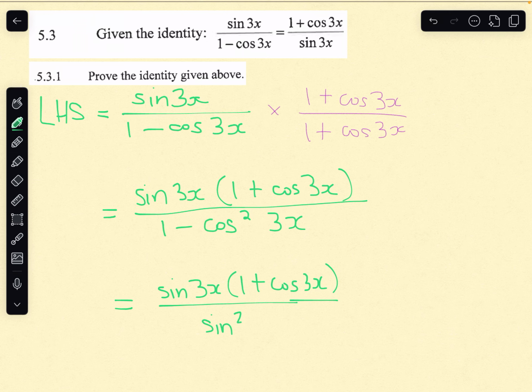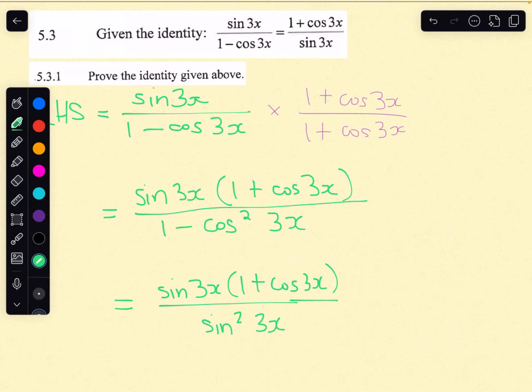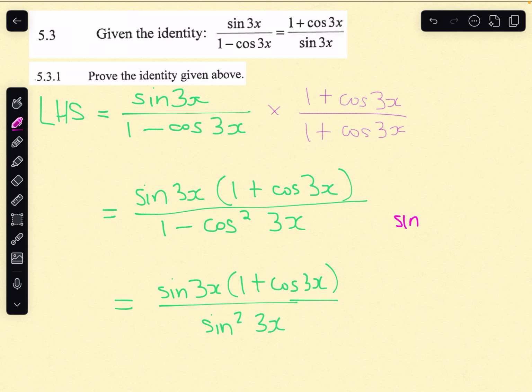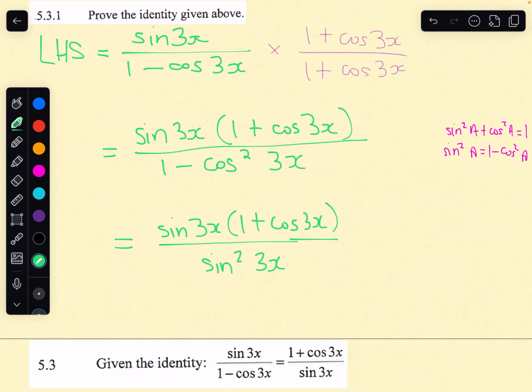is sine squared 3x, right? This is coming from the fact that sine squared a plus cos squared a is equal to 1. So if you move things around, you're going to end up with sine squared a is the same as 1 minus cos squared a. And in this case, our a is simply 3x. Okay, 1 minus cos squared 3x is the same as sine squared 3x. Nice. So that's what I was very clumsily trying to describe at the beginning of this video. Anyway, I hope it makes sense now.